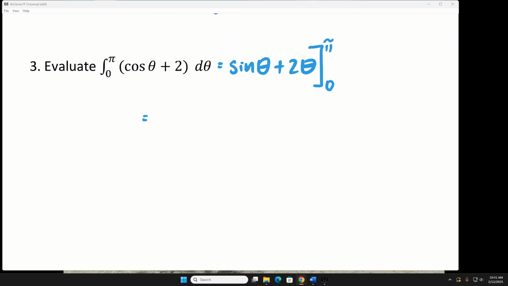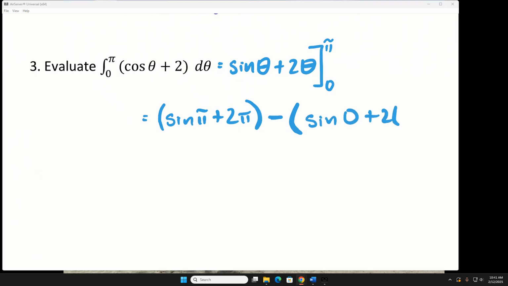Now we have to plug these into 2 places, which sometimes makes it a little complicated. But we'll take the pi and put it in both here and here. And sometimes I like to use parentheses for it, just for my brain. Now, doing the second one, the parentheses are going to be important. Then we'll put 0 in for both of those thetas.